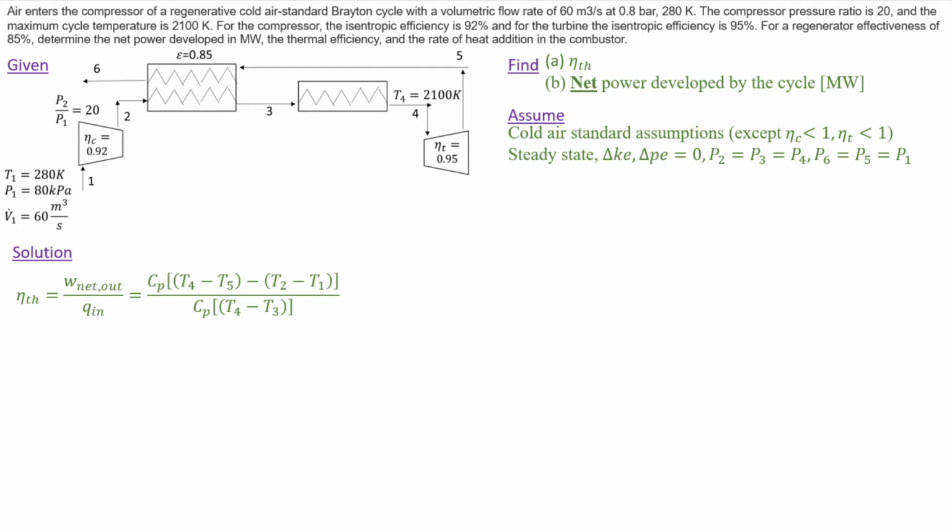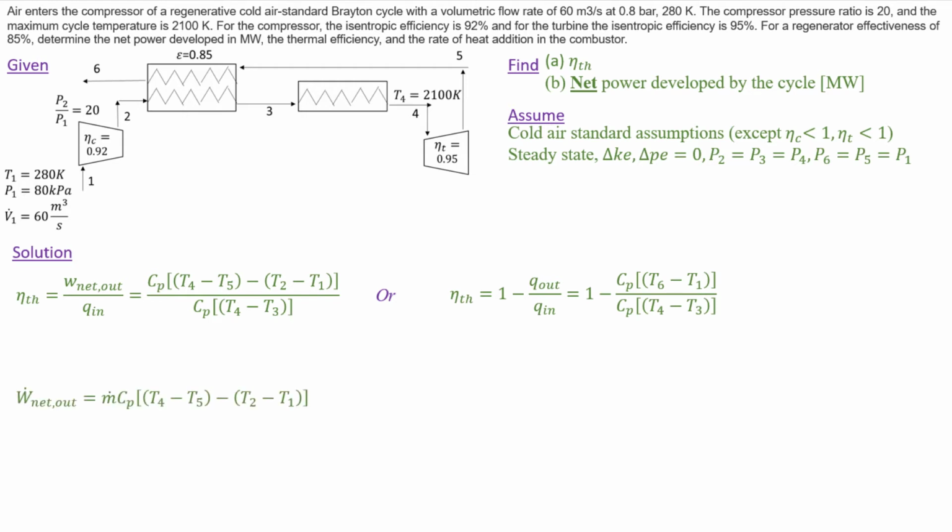So the work net out is going to be the work of the turbine minus the work of the compressor, and the heat in. This is going to be between states 3 and 4 where we're modeling that combustion process. Or I could put this in terms of 1 minus Q out over Q in, and the Q out is not drawn on the diagram here, but it is understood to occur between state 6 and 1. So that's where the exhaust process happens, but we're modeling it as a constant pressure heat rejection process.